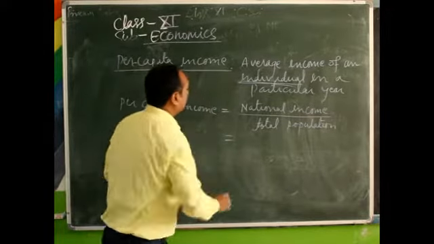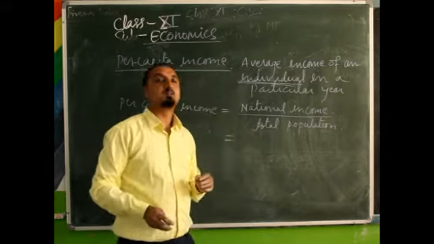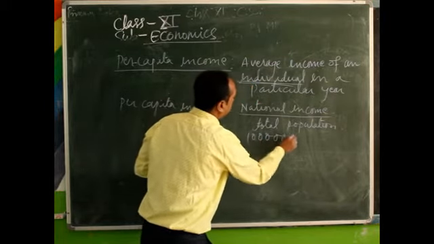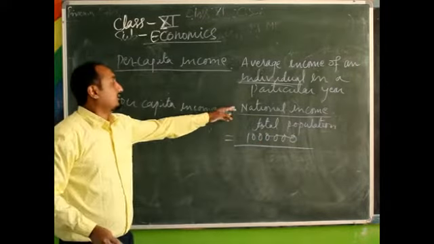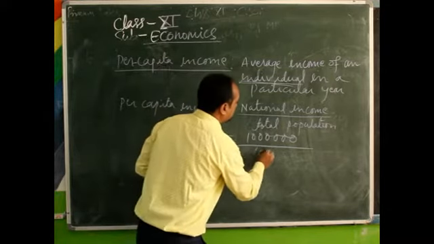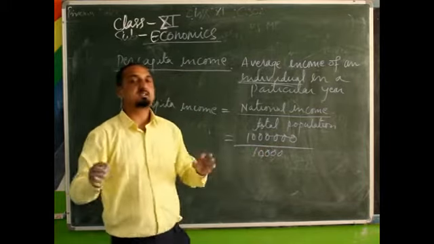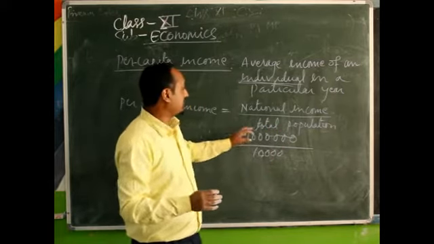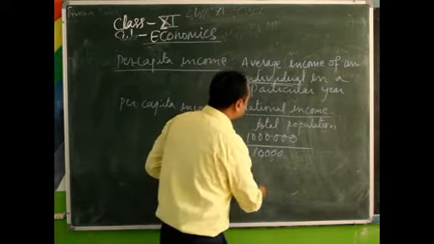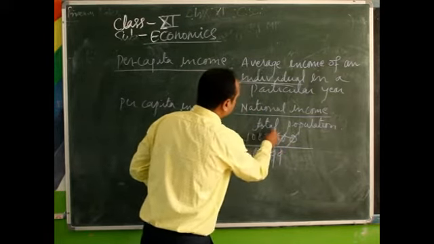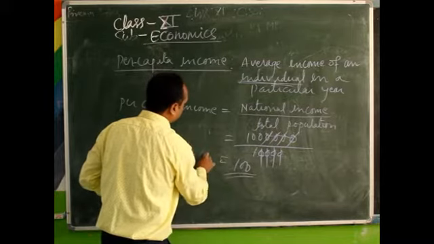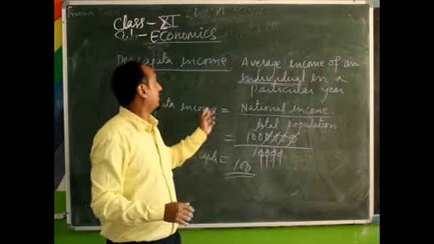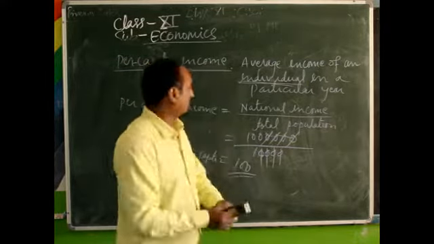Now, to make this concept clear, suppose the national income of a country is 10 lakhs and the population is 10,000. Just for your simplicity and understanding, I have taken small figures; otherwise, you will not find population and income so low. Now if we divide this, what is the per capita income here? 100 rupees. So this is the way we have to calculate per capita income: national income divided by total population.